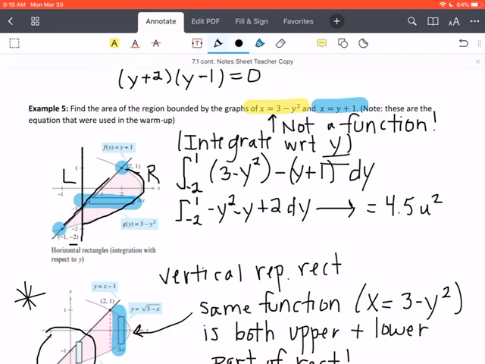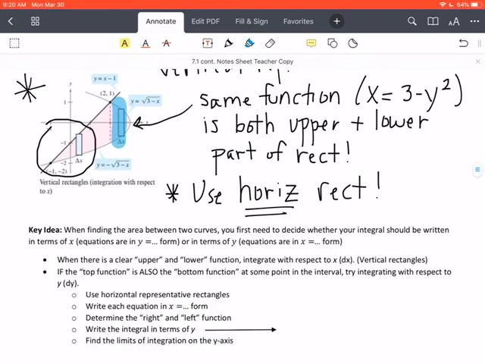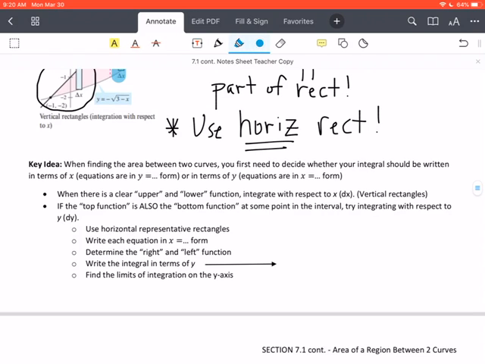Okay, so the moral of the story is using horizontal rectangles, we found the area of the shaded region, which is 4.5 units squared. Now we are going to go over the key ideas of what sets vertical and horizontal rectangles apart here at the bottom of your sheet. So I'm just going to highlight some key ideas as I work through them with you.